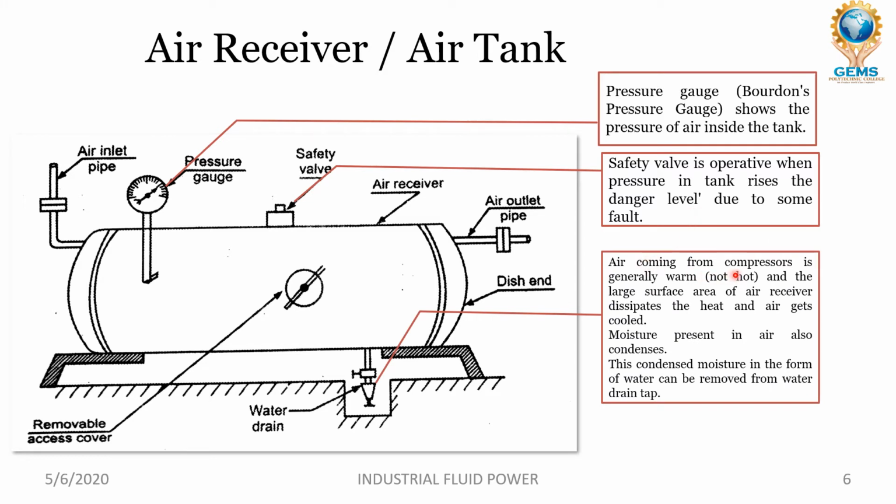The air coming from the compressor is generally warm, and the large surface area of the air receiver dissipates the heat and the air gets cooled. So when compressed air enters this cylinder, this large surface area dissipates the heat and automatically the air gets cooled, so that the moisture present in the air also condenses. Once this condenses, this condensed moisture in the form of water can be removed from the drain water trap.